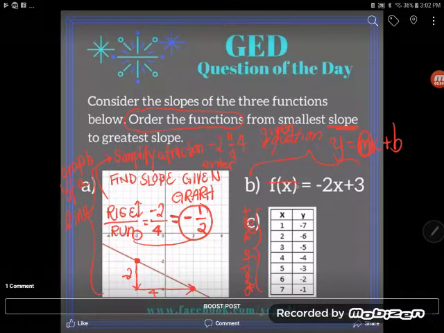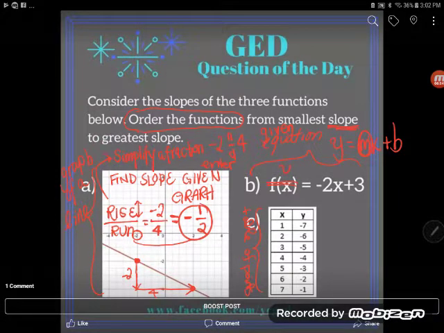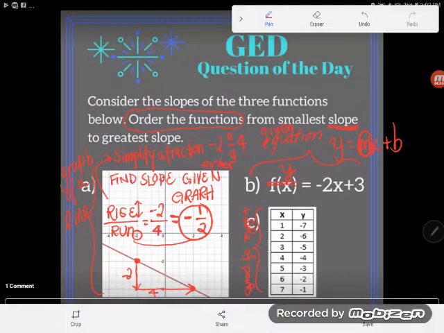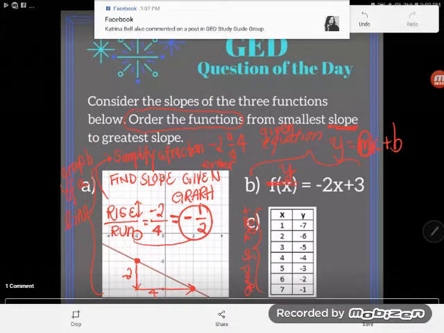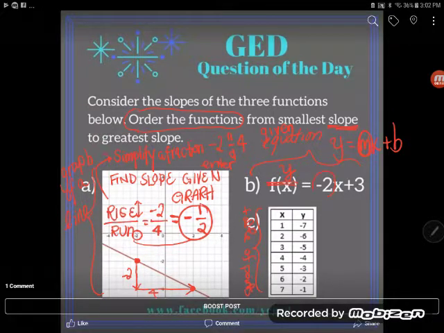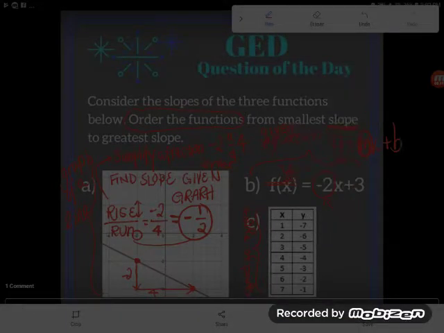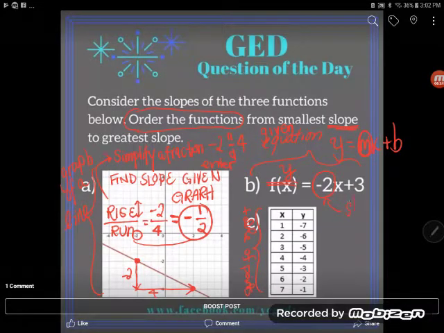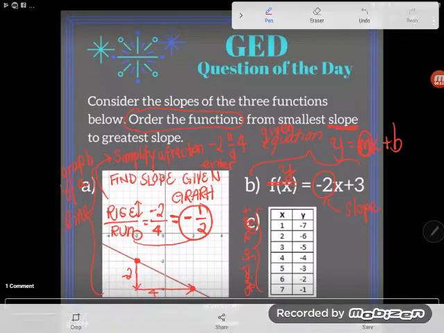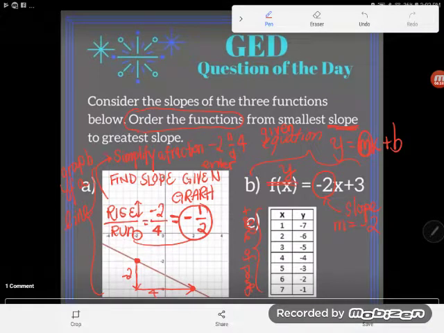But remember, and we talked about this in the last question of the day, that f of x is just the formal function notation for y. So we do have y alone on one side of the equation, meaning that I can trust that whatever number is shoved up against x is the slope. So my slope here is -2. And I'm too lazy to write slope is -2, so I use the letter m for my slope. So I have a -2 slope on B.